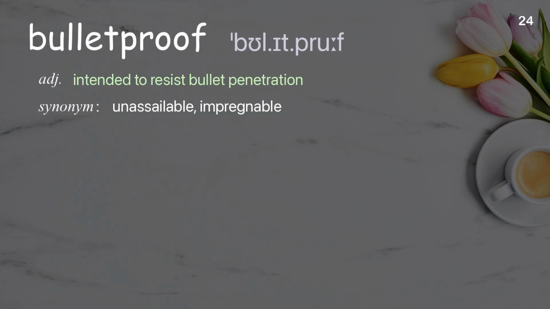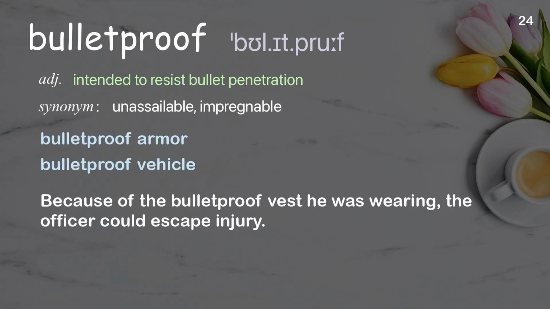Bulletproof. Intended to resist bullet penetration. Examples: bulletproof armor. Bulletproof vehicle. Because of the bulletproof vest he was wearing, the officer was able to escape injury.